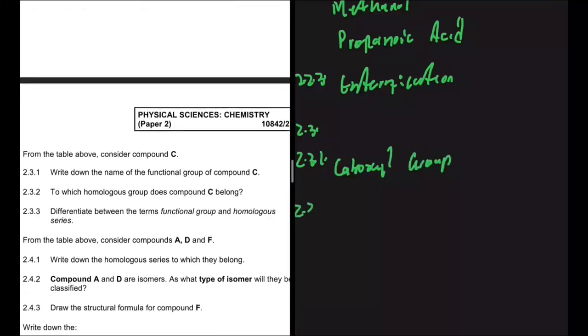And then 2.3.2, to which homologous group does compound C belong to? It is a carboxylic acid. That's an easy question to answer. It is a carboxylic acid.